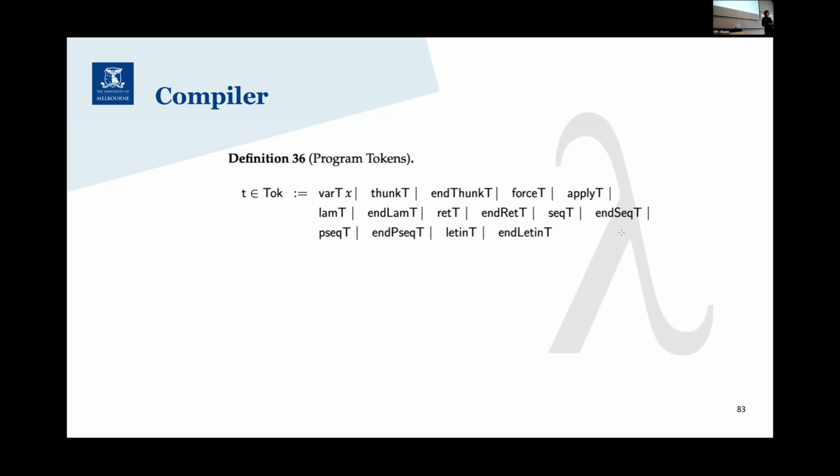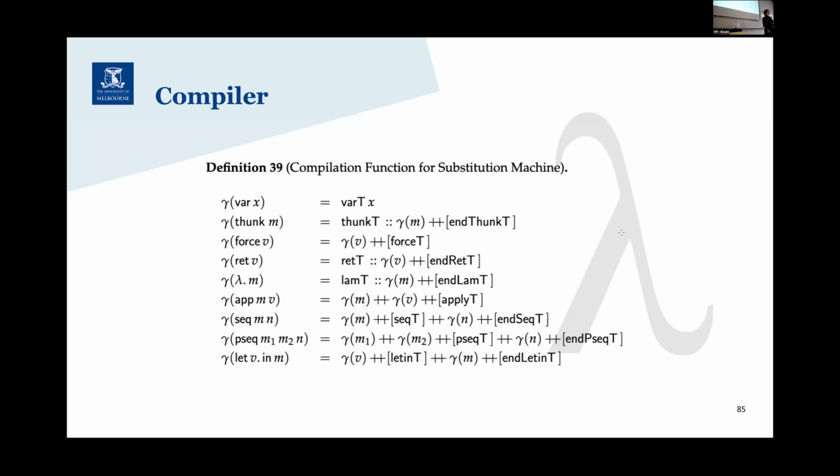So we define program tokens as such, which is pretty much the same as what we have in the call by push value syntax, except we just added some T's to make them look different. And how the compilation actually works is like that. So basically we read in our call by push value term, and then we convert this tree structure term into a list structure, which is friendly for machines to read.